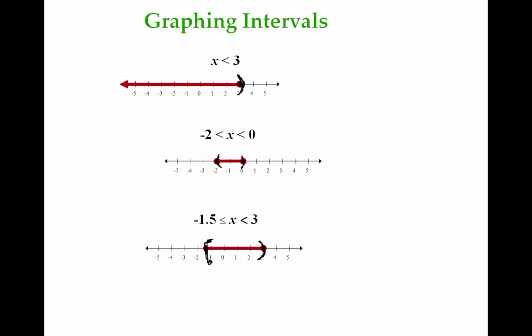So if I were going to write this in interval notation, I would use brackets, -1.5, and then a comma, and then 3 with parentheses. That means all the numbers between -1.5 and 3. That's how you represent this in interval notation.